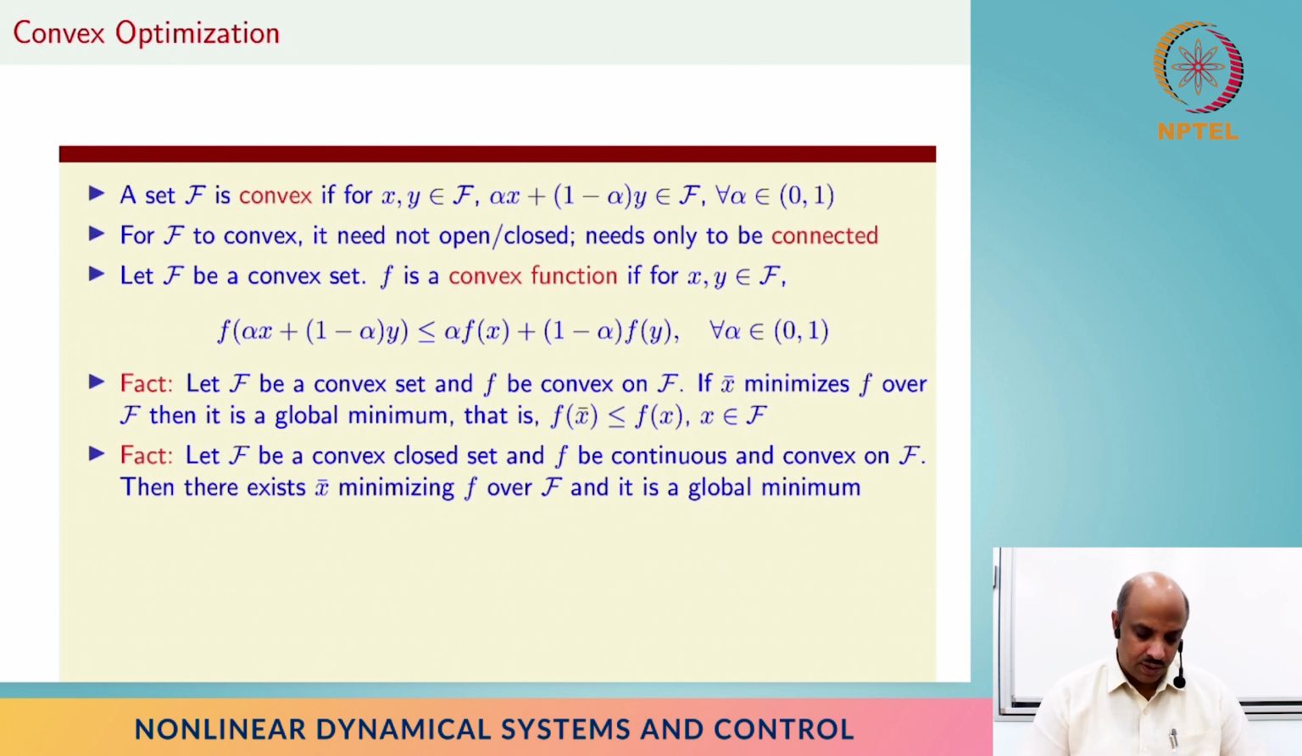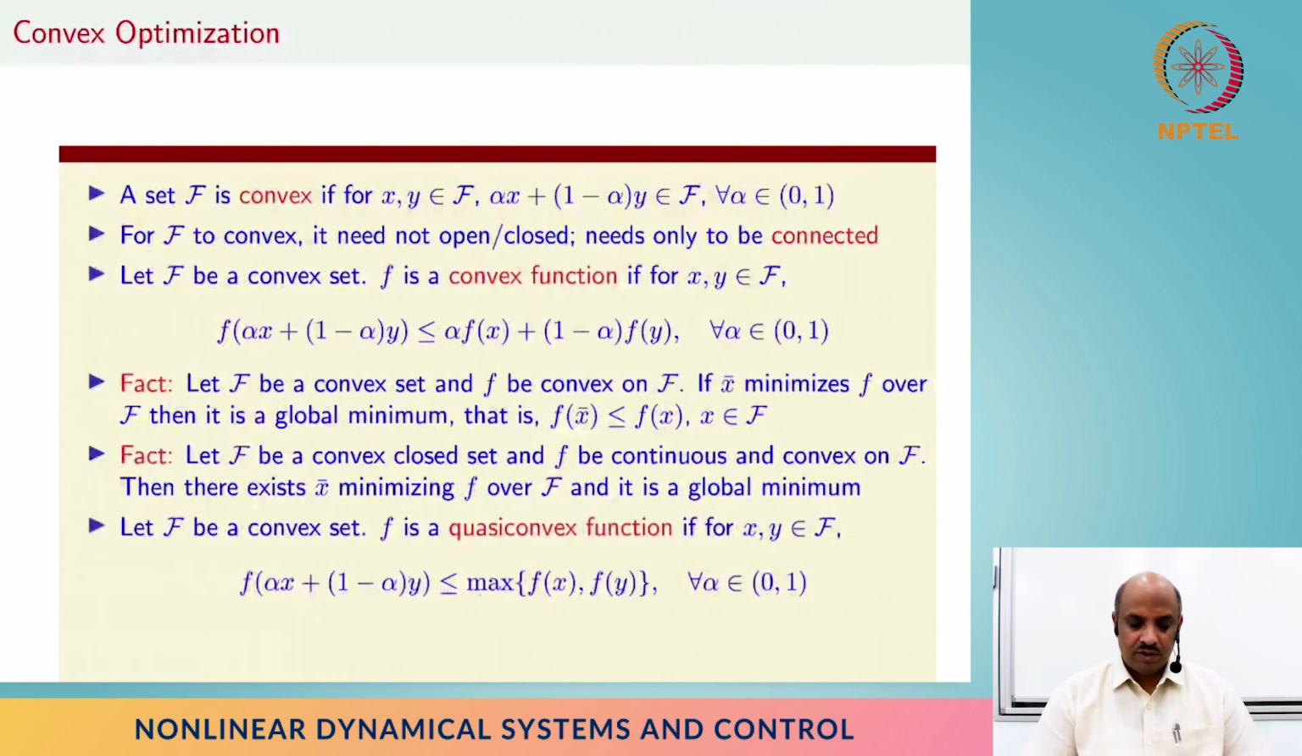And there is another extension of this result, fairly straightforward. We know from analysis, if f is continuous on a closed set, then we have a guaranteed minimum and things like that. By combining both these things, this nice result comes. If the set is a closed convex set, and f is continuous and convex on it, then there definitely exists x bar minimizing f over the set, and it is going to be a global minimum, right? This is not the most general result for existence of a minimum and things like that.